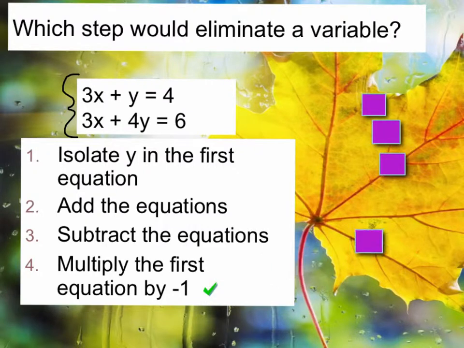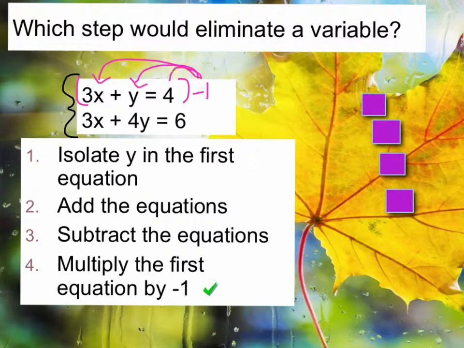Well, yeah, that works. If I multiply the first equation by -1, and I'll distribute it here, here, and here, then I'll get -3x minus y equals -4. And the x's will eliminate. -3x will eliminate with +3x. So this step is the first step that we should begin with.